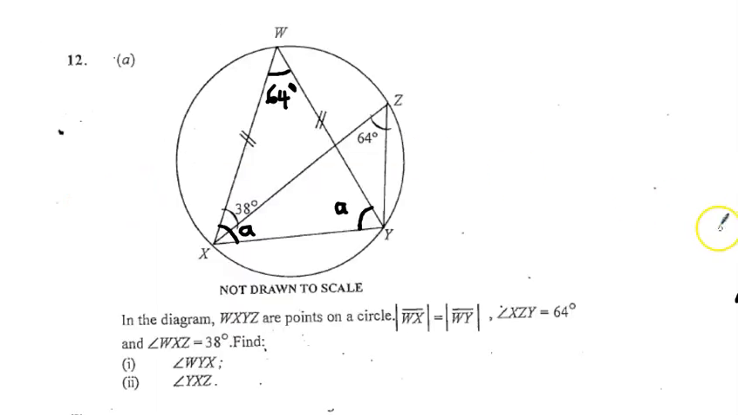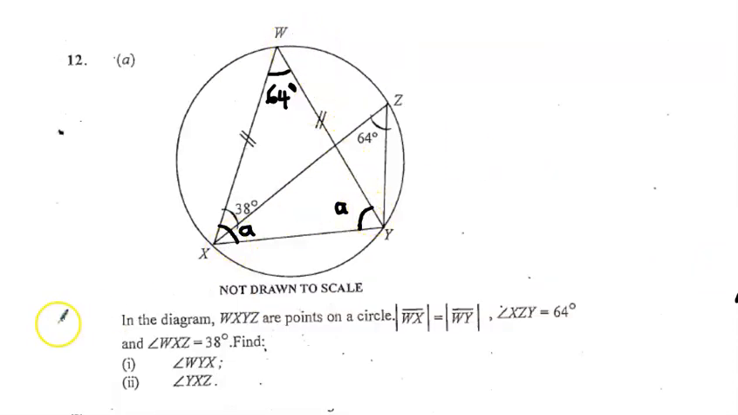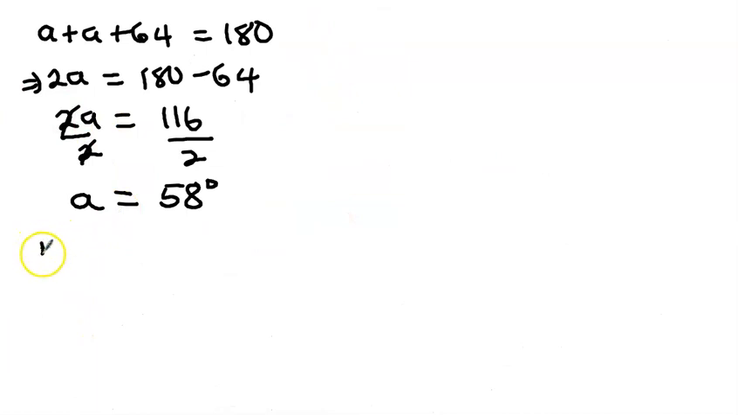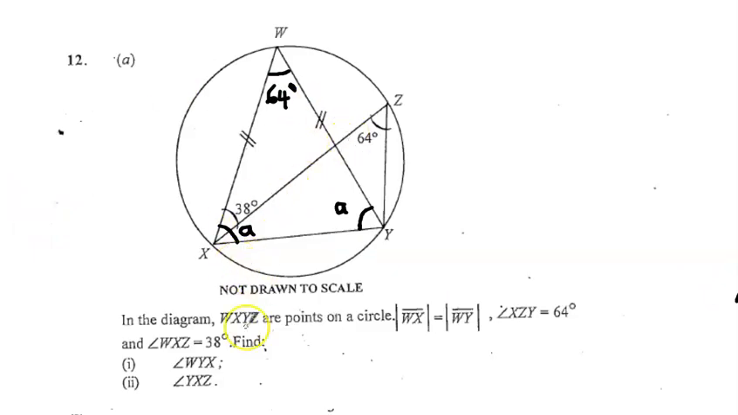So let's go back. We are supposed to find angle WYX. So angle WYX will be 58 degrees. So let's look at the second one. Let's go back to the diagram. We have to find angle YXZ. So YXZ, this small angle, that's what we are supposed to find.